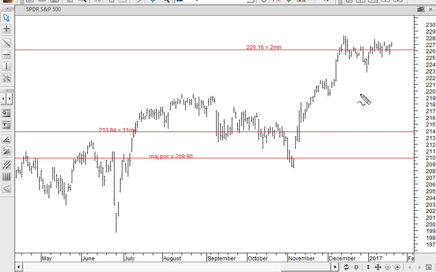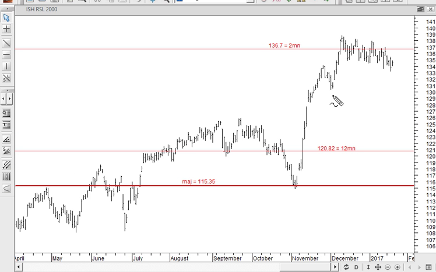This is the Spider holding above its, well, the closest reference level I can find is 226.16, which is the 2-month point of control. Currently Spider is holding above that level. No change in the Russell 2000 ETF. Reference its 2-month point of control at 136.7. We're still printing below that level. Had a little attempt early in the week, actually late last week here, but this level, the best reference level we have at the moment, and Russell 2000 generally consolidating below that point.